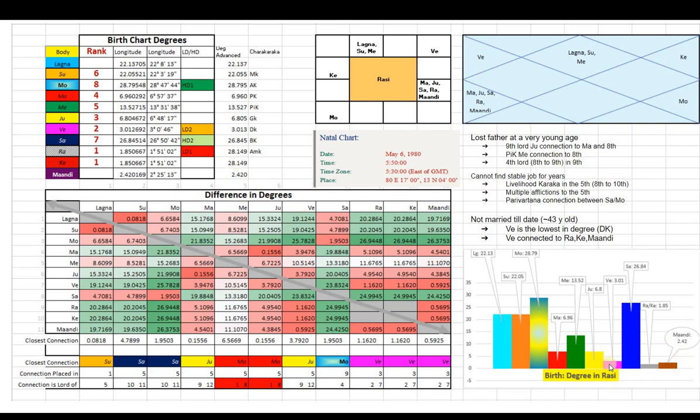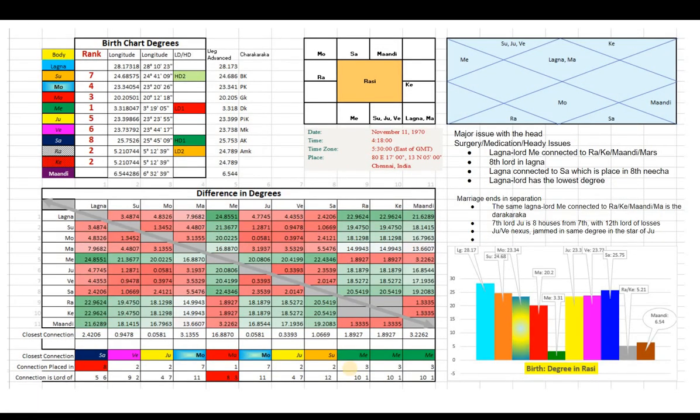So Venus is very poor. So Venus poor is in fact the Dhara Karaka. Venus happens to be the Dhara Karaka here. And Venus is connected to Rahu, Ketu and Mandi. All this you see, Venus, Venus, Venus. So he is not yet married, and we don't know whether he is likely to be married at all or not in the later years. So it has been a disastrous life that way. But this is an example of how this table can be used.